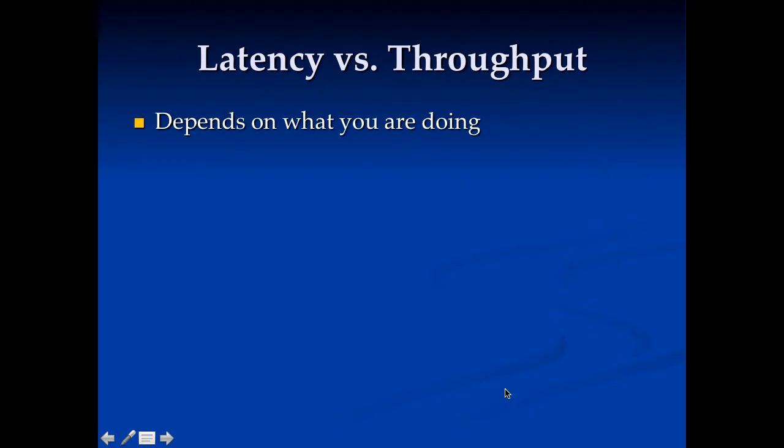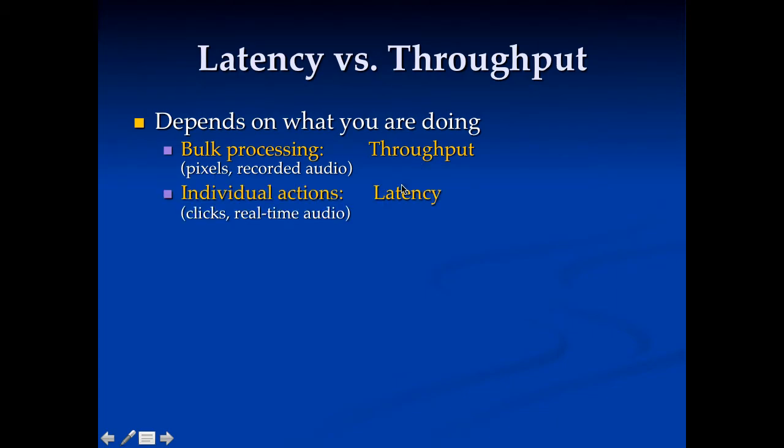All right, so what do we have here? Latency or throughput depends on what you're doing. If you're doing bulk processing, so lots of pixels, the recorded audio, that sort of thing, you're processing an image. You don't care about individual pixels in the image, but the whole thing, then you're throughput focused. If you're dealing with individual actions, so a user clicking on something or processing audio you're listening to, it's a latency focused thing. And now we get to the question of why should you care?